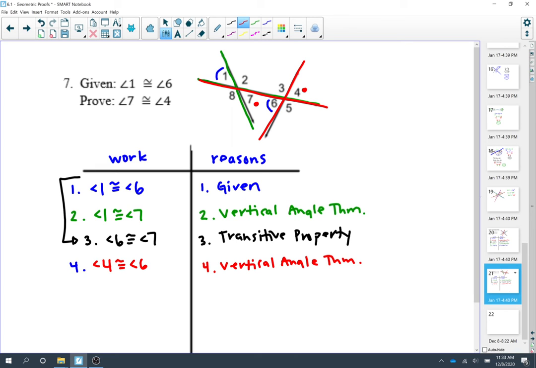Now, once again, we have two statements, and we're going to connect them. So, from statement 3 to 4, if angle 6 is equal to angle 7, and angle 6 is also equal to angle 4, then what do I know about 7 and 4? Well, then I can say angle 7 is congruent to angle 4, and that is your transitive property. And then if we take a look at step 5, we have angle 7 is congruent to angle 4, which is exactly what we're trying to prove.